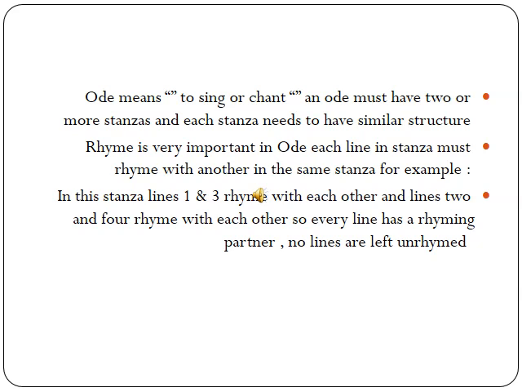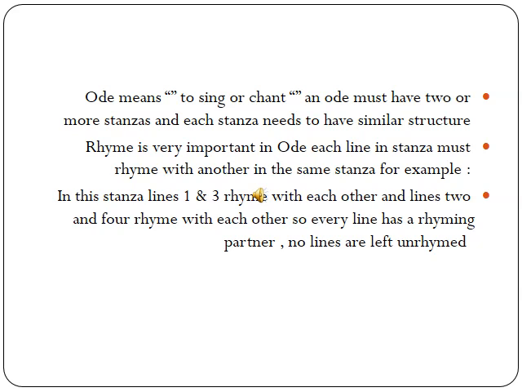Rhyme is very important. Each line and stanza must rhyme with another in the same stanza. Again, we agree that ode means to sing or chant by using an instrument, must have 2 or more stanzas, and each stanza must have a similar structure. The rhyme is very important in ode. So each line and stanza must rhyme with another in these stanzas.